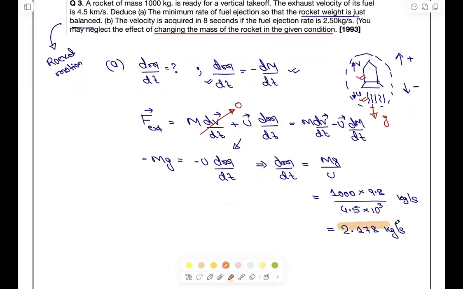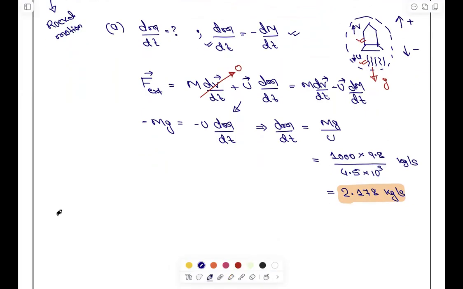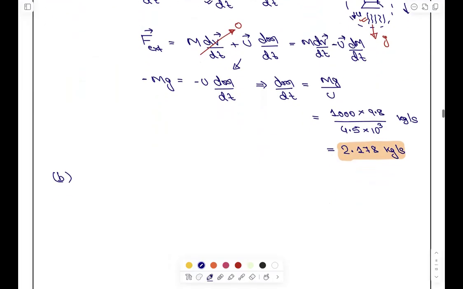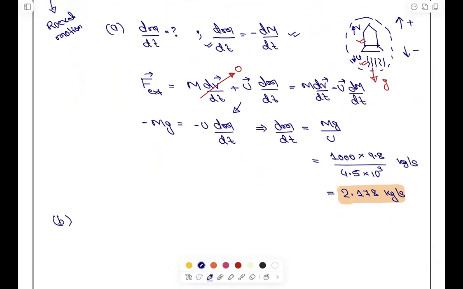Again, you try to match the answer and write in the comment box whether you have made it correct or not. This is the first part. Now second part, again we will use the same thing. Here we have some velocity.